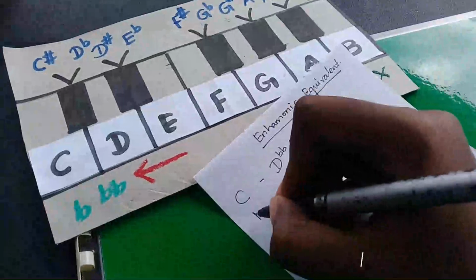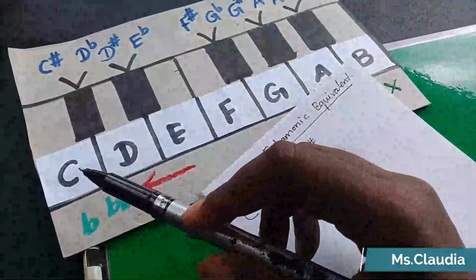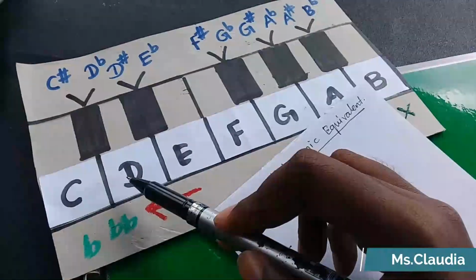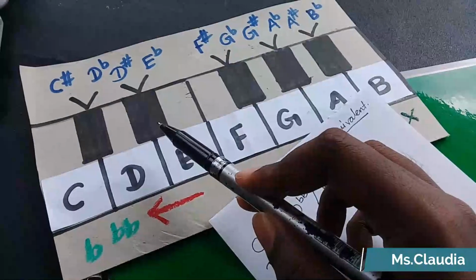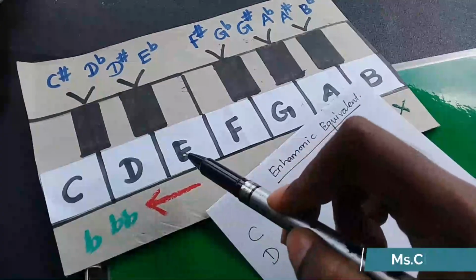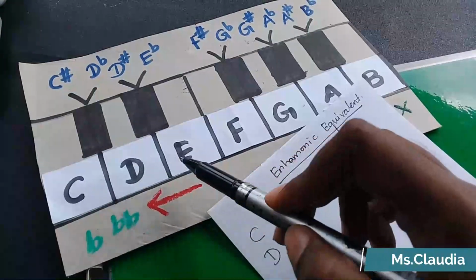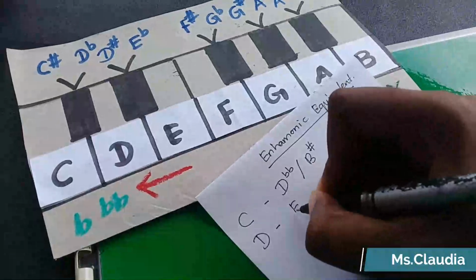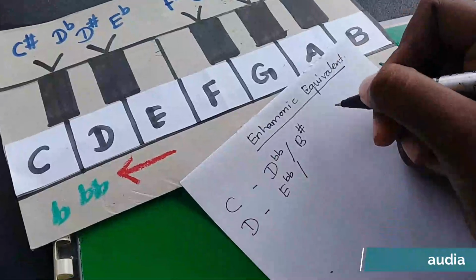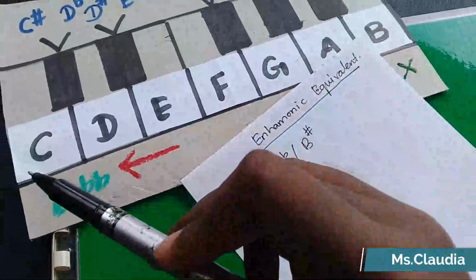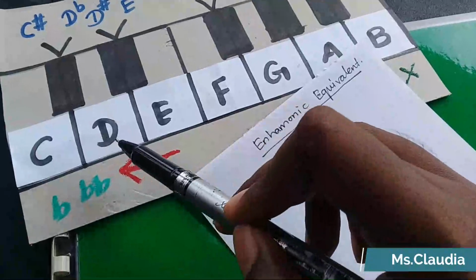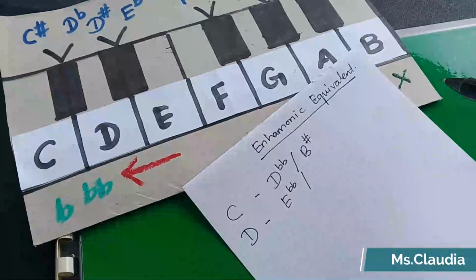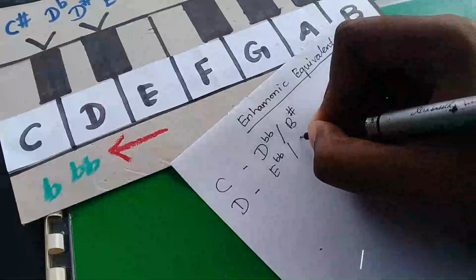Next let's see D. Two perspectives you can see D: from C, two steps above, or from E, two steps below. So from E, going behind two steps will give you E double flat, or another name from C is C double sharp, going two semitones above, that is C double sharp.